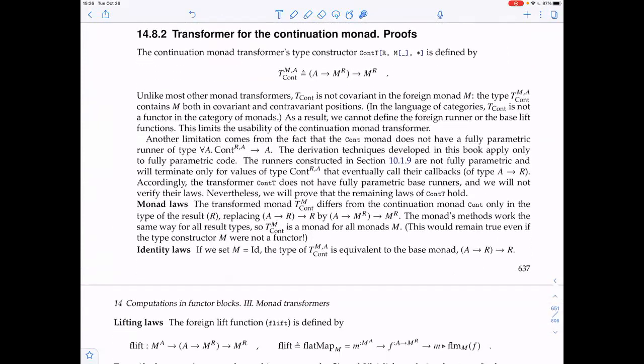The second transformer is that for the continuation monad. The continuation monad actually has even fewer functions that you can use because, unlike all other transformers, this transformer does not use M in a covariant position. So M is the foreign monad, and it's used both in covariant and in contravariant positions, which means that you cannot map M into N and map this into an N R. So you cannot do that.